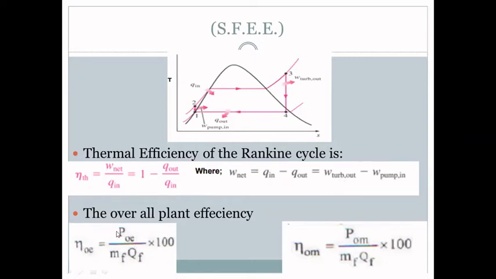Now we are going to present the overall efficiency of the plant. The equation here is the electrical efficiency, where BOE is the electrical power, NOE is the electrical efficiency, MF is the mass flow rate of the fuel, and QF is the lower heating value of the fuel. This equation represents the overall mechanical efficiency. BOM is the mechanical power output, and MF and QF are the same as in equation number 1.